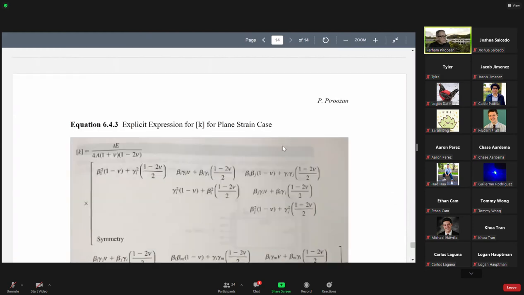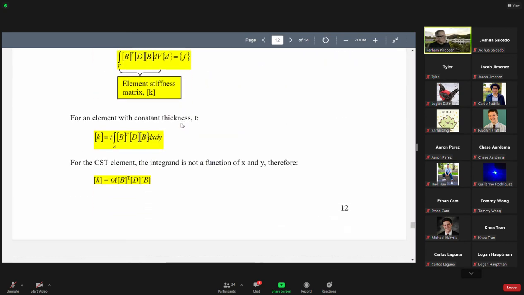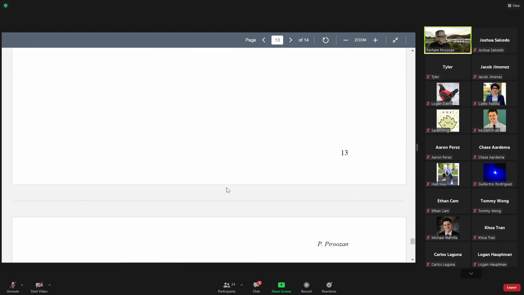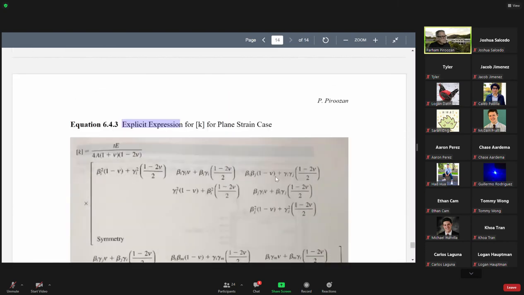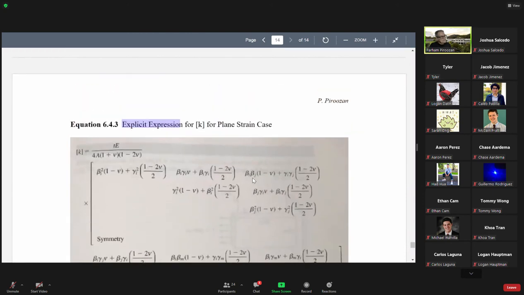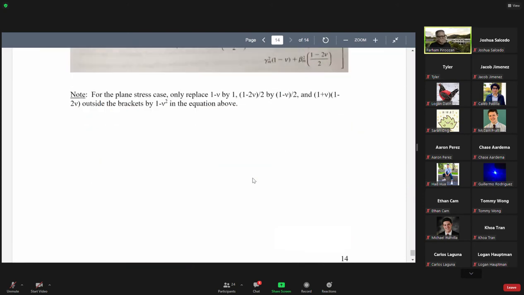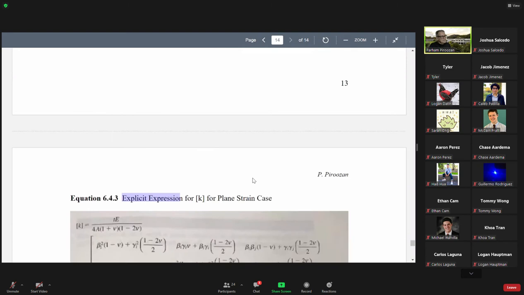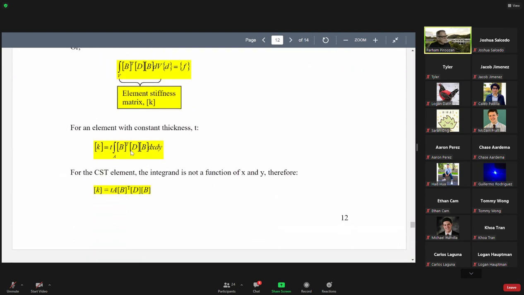Computers don't like this explicit form of writing this. They prefer actually to do this multiplication. It is much faster for them when we find the B matrix, D matrix, and do this multiplication. It's faster than going term by term, doing this term and going back and forth, finding them and plugging them. It's more time consuming than the direct multiplications. All right, that was our discussion about finding the element stiffness matrix.